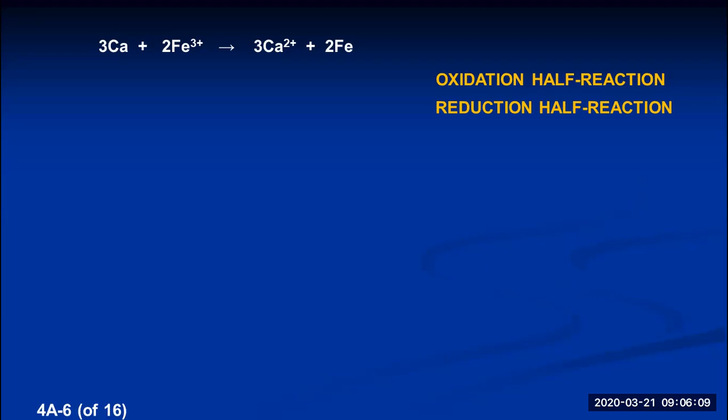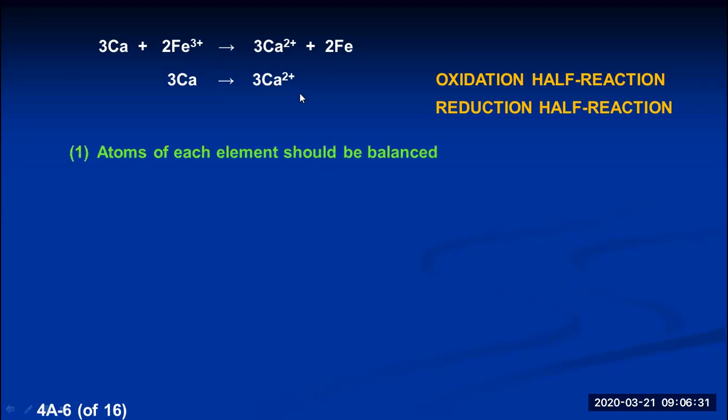So what's being oxidized? What's being oxidized is the element whose charge is going up. Calcium's charge is 0. Here it's positive 2. Going from 0 to positive 2 means going up. So the reaction of the 3 calcium atoms turning into the 3 calcium ions has to be oxidation. The reduction reaction would be the iron 3 ions turning into the iron atoms. Now, if I want to balance this oxidation half reaction, the first thing I need to do is make sure the atoms of each element are balanced. And in my oxidation half reaction, I have 3 calcium atoms going to 3 calcium ions.